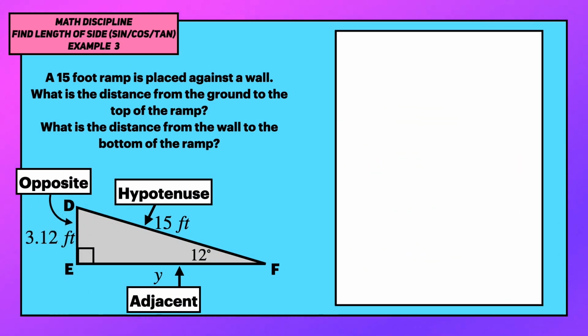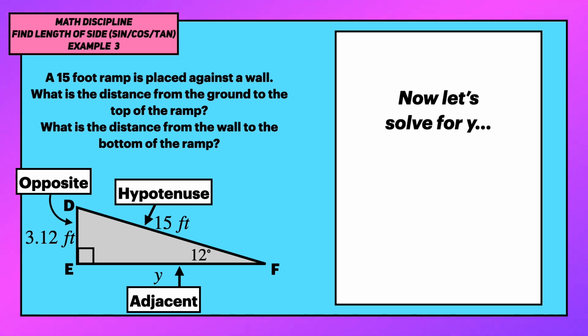Now that we know what x is, let's solve for y. The variable y represents the length of our adjacent side. We know the hypotenuse has a length of 15 feet, so we are going to compare the adjacent side to the hypotenuse side.